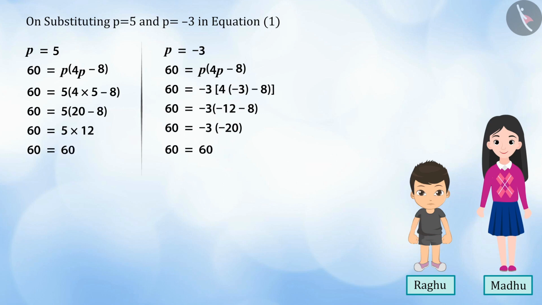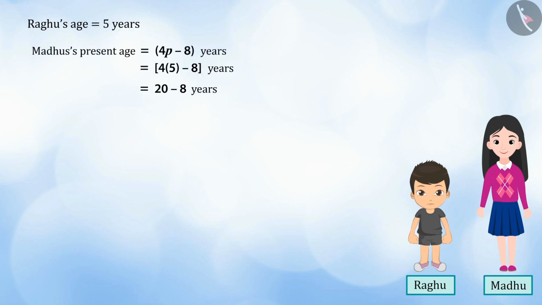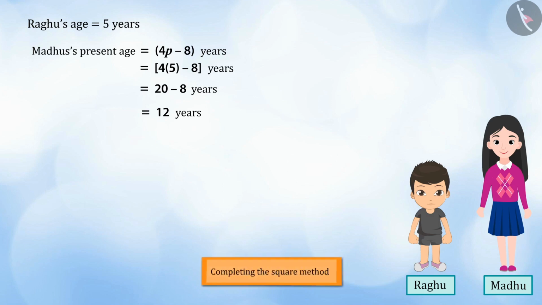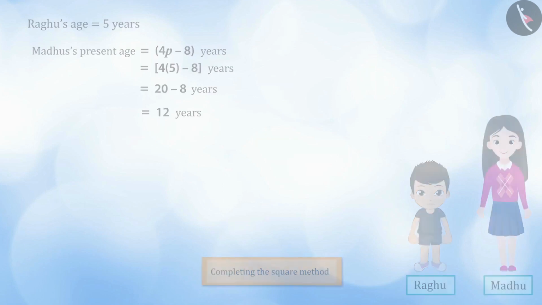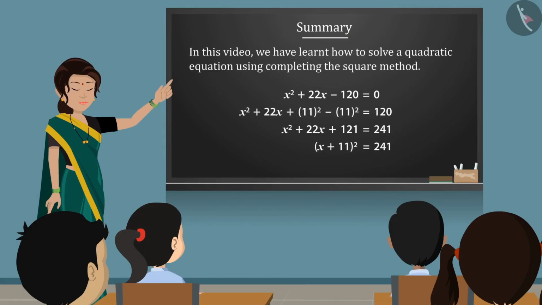But if we wish to find out the age of Raghu and Madhu, and age cannot be a negative integer, therefore we will take the value of p as 5. Thus, Raghu's age will be 5 and Madhu's age will be 12 years. The method which we have used to find the age of Raghu and Madhu is called completing the square method. In this video, we have learned how to solve a quadratic equation using completing the square method. In the next video, we shall see the common mistakes that are made while solving such equations.